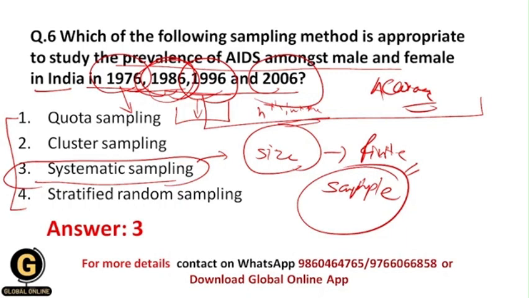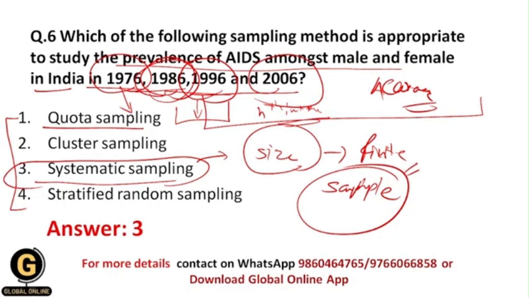Within quota sampling, the researcher actually uses a particular characteristic of people, and accordingly he selects that kind of people who have that characteristic.